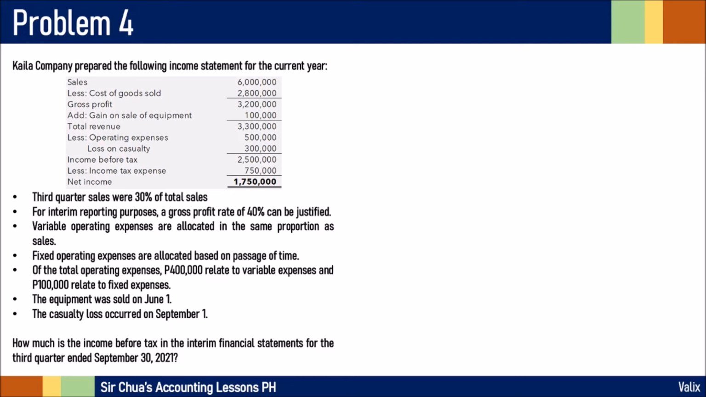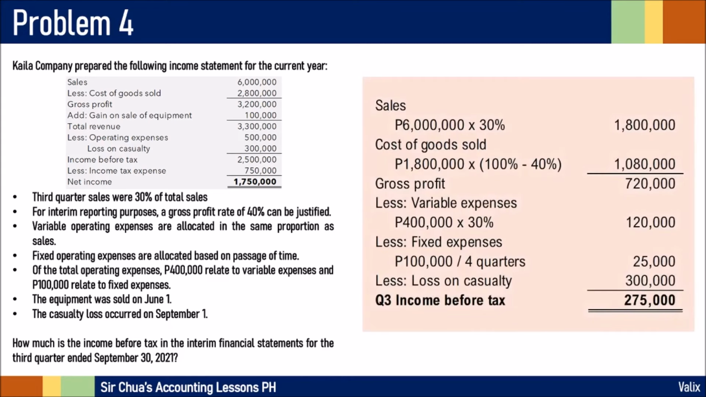Tapos na sa income statement natin, meron daw tayong gain on sale of equipment. Yung equipment daw po kasi ay binenta noong June 1 at meron daw po tayong loss on casualty na 300,000 dahil po sa casualty loss na nangyari noong September 1. Ang tanong po sa atin, income before tax related for the third quarter lamang. At ang third quarter po natin ay July, August, September. That's very important for you to know. Okay? So, yung third quarter po natin is July, August, September. And this is how you do it.